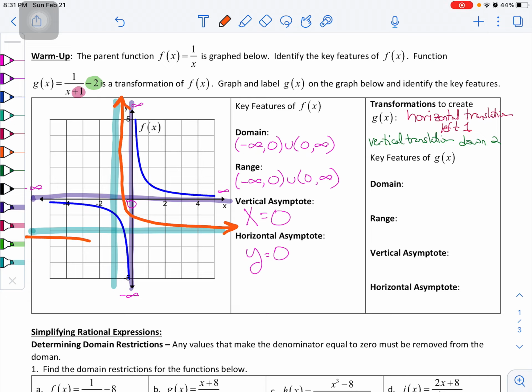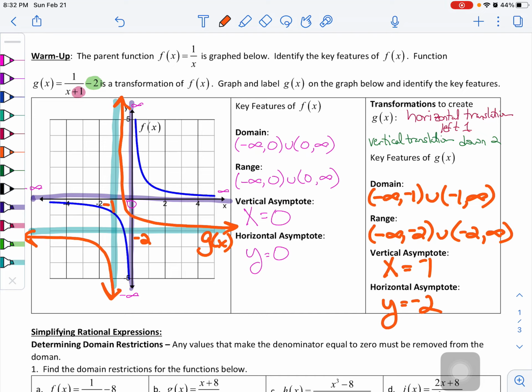All right, so that's the review warm-up. Again, a couple things going on here. We have all the key features that we talked about in the first lesson, and then the new idea for lesson 2.